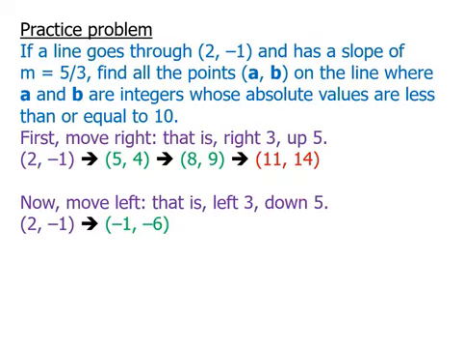And then if we move left 3 down 5 again, we're going to get to -4, -11. And again, we have an absolute value bigger than 10, so there's in fact only 3 points that satisfy this condition, and we found the coordinates of all 3.